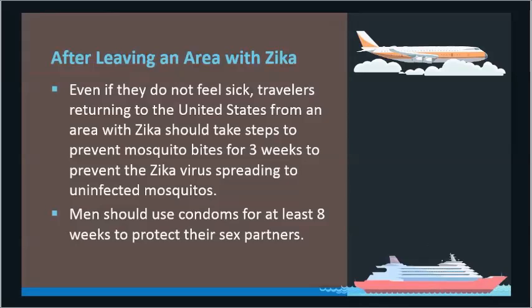So the recommendation is that for that period of time, 3 weeks, enough time for the virus to die off, we expect, at least by transmission from a mosquito biting somebody and absorbing it from the blood of that person. If you protect yourself from mosquito bites for about 3 weeks, that should limit the introduction of the virus into the mosquito population. We recommend that men should use condoms for at least 8 weeks to protect their sexual partners. If the man is symptomatic, we're recommending that be for up to 6 months.